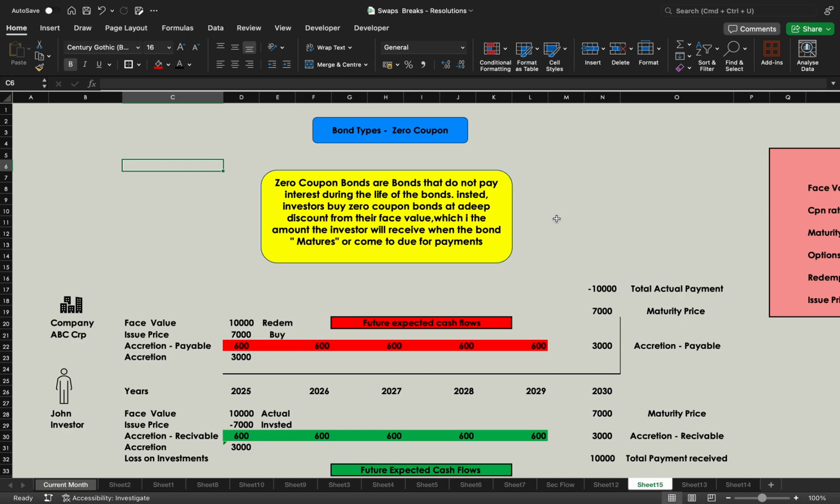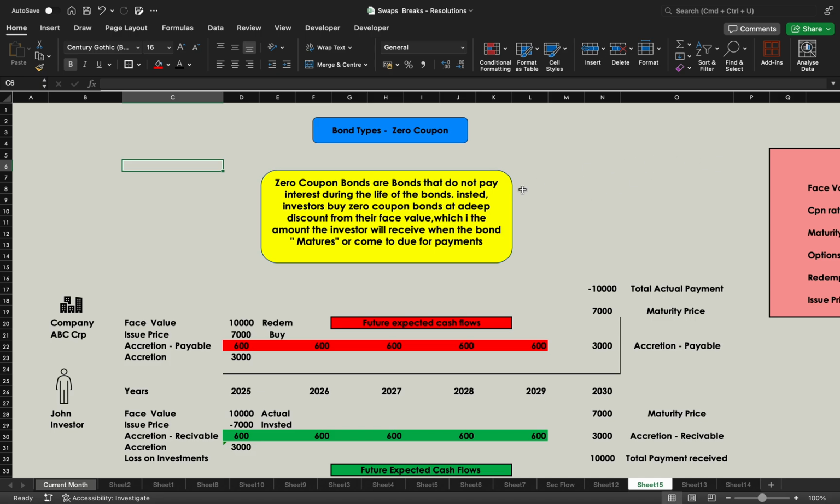Hello guys, we'll discuss bond types, but in this particular session I would like to discuss zero coupon bonds. I have prepared something to help you understand how zero coupon bonds work in your system, or I would say in practicality, how these bonds actually work. So let's discuss that in detail.